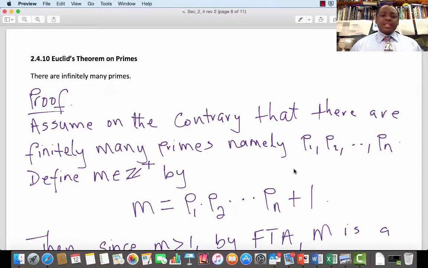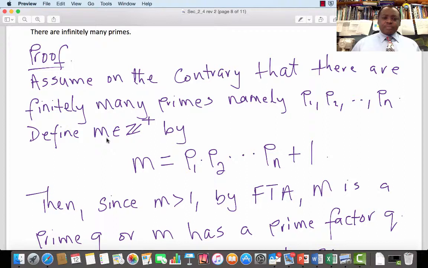Proof. The idea of the proof would be to assume, on the contrary, that there are finitely many primes and list out all the primes, P1 to Pn, and then show that we can find another prime that is outside of these existing primes. And that would be enough for the proof of this theorem. Assume, on the contrary, that there are finitely many primes, namely P1 right up to Pn. These are all the primes that exist.